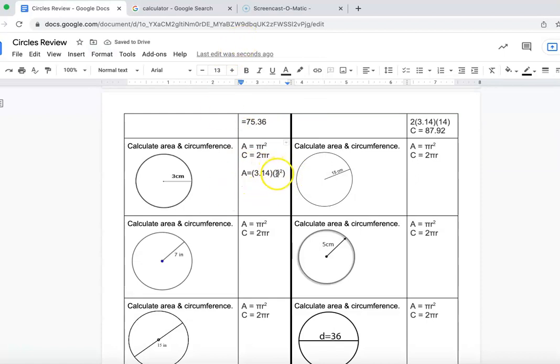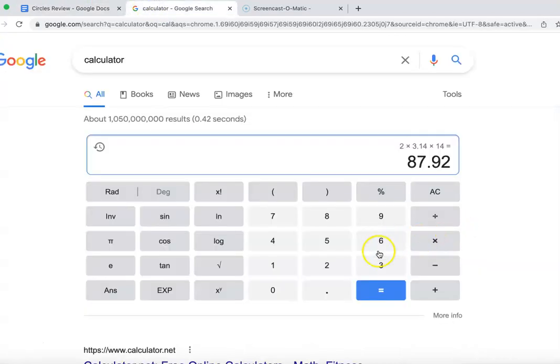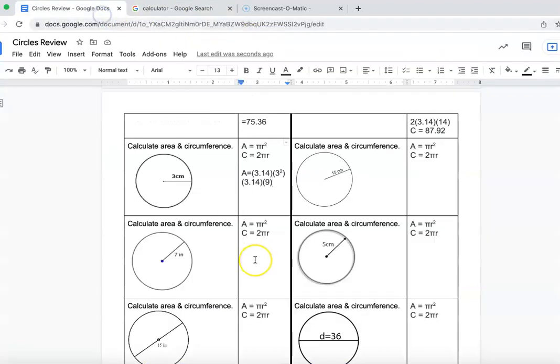Okay, so I'm going to go ahead. I know 3 to the second power is 9. That's 3 times 3. So I know that this is going to be 3.14 times 9 for our area. 3.14 times 9 equals 28.26. And then circumference equals 2 times 3.14 times 3, which is our radius. You can multiply those for circumference.